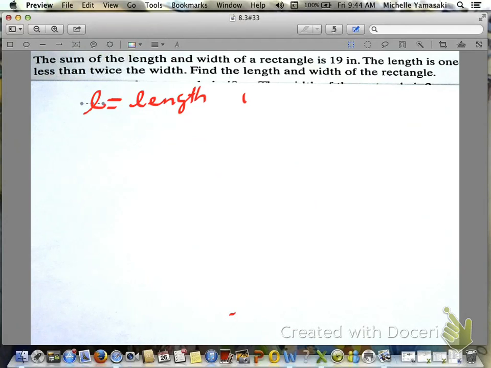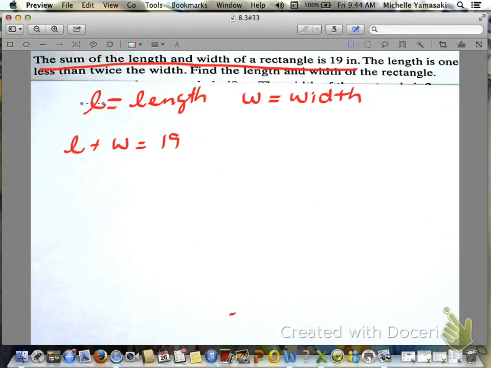And W stands for width. Okay? So, the sum of the length and width of a rectangle is 19 inches. How do we translate that? Somebody I haven't heard from. Chris. L plus W equals 19. Perfect. And then it says the length is 1 less than twice the width.